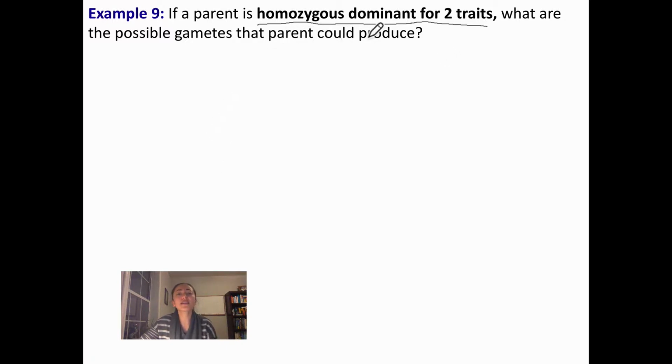So they're homozygous dominant. Homo means same, so they're going to have 2 of the same dominant alleles for each trait. So let's use A's and B's. It would be big A, big A, that's homozygous dominant, 2 of the same dominants. And then for the other trait, we'll use B's. You could use any letters you want. So here you can see that they are homozygous dominant for both.